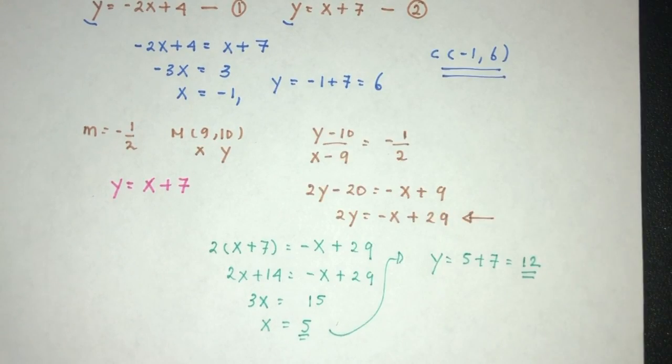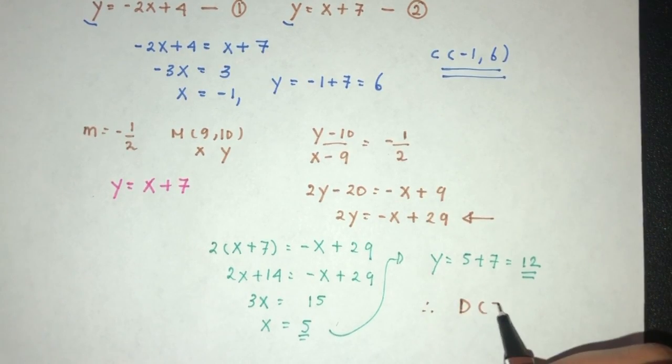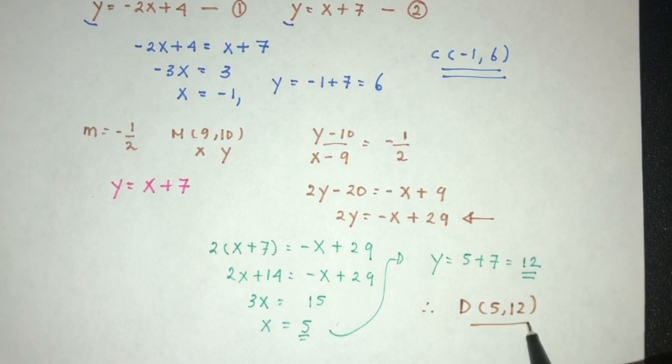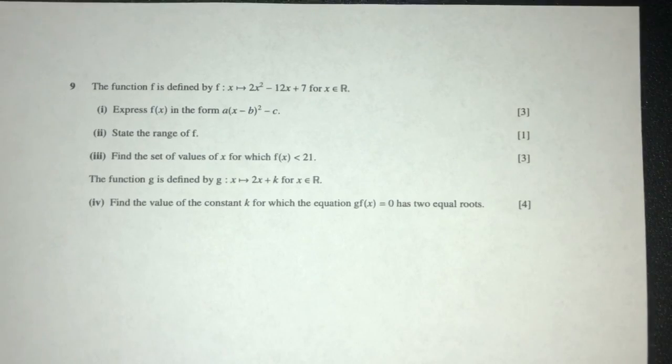Right? So here we go. The answer will be, the point D will be 5 and 12. Okay, and that will be part 3 of the question. Let's move on to the next question.